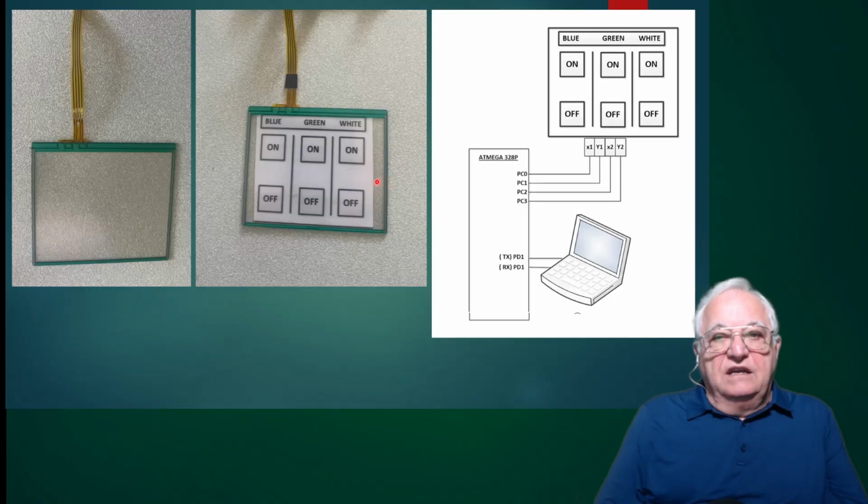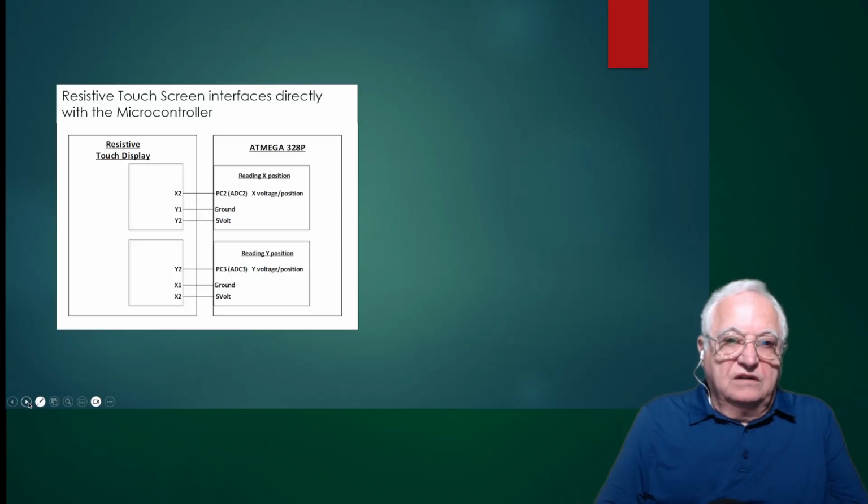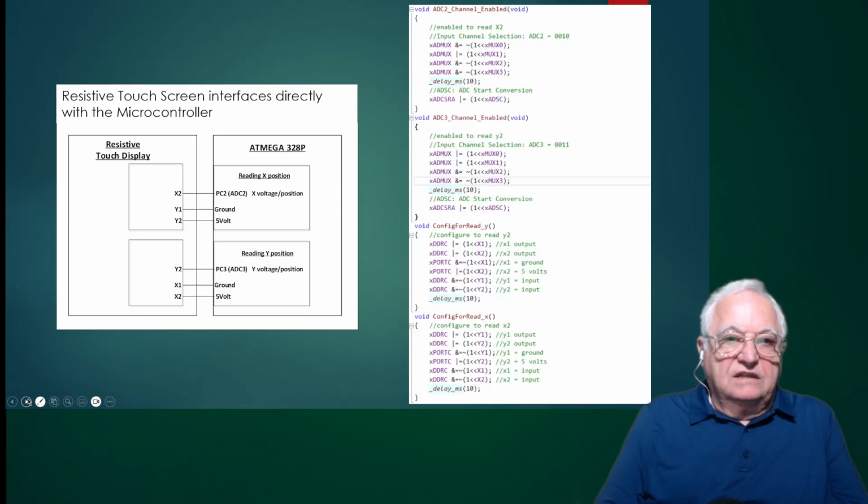And then what we're going to try to do is figure out exactly what the voltage is when you press the on and off for the green, blue, and white. So that's going to be the main thing, how that works. Okay, so this is what we have to do basically. So how do we get that done?